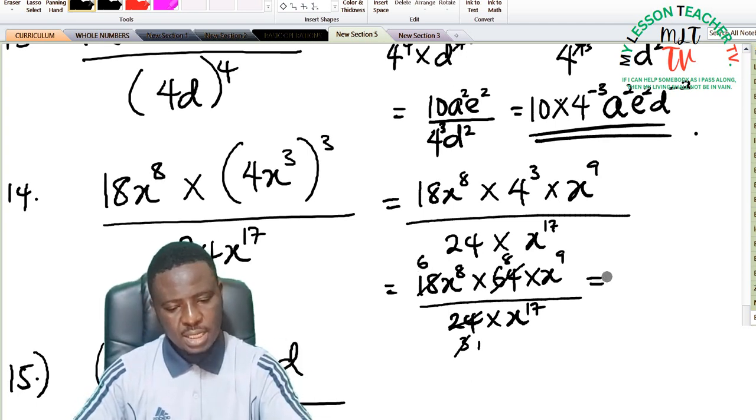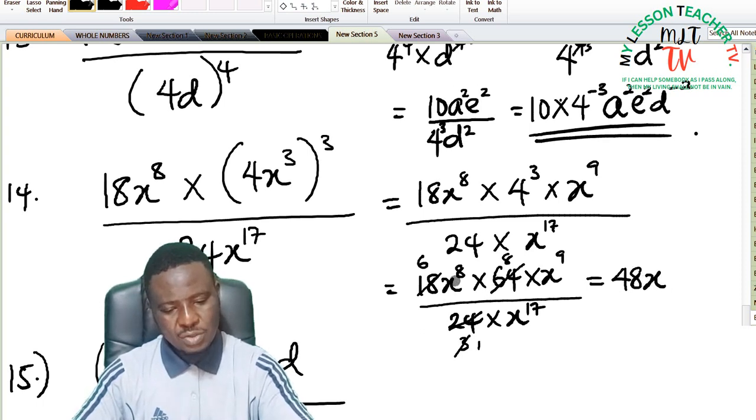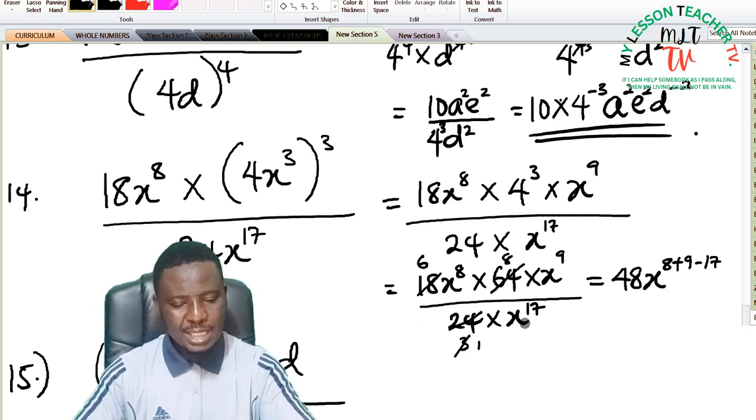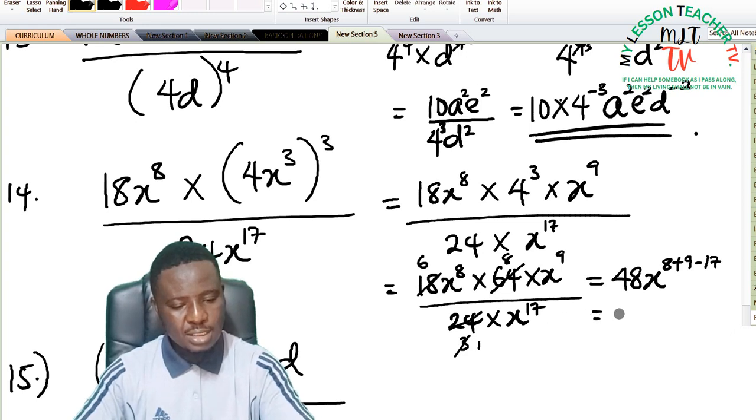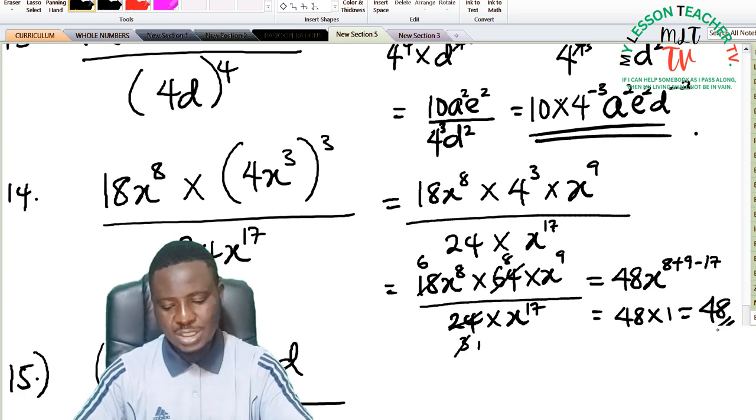So that our answer can be said to be 6 times 8 is 48. So we have 48 x raised to the power of 8 plus 9 minus 17, because this is at the denominator, which is division. So when you add 8 plus 9, it gives you 17. 17 minus 17 is 0. That means that this is equal to 48 times 1, because x raised to the power of 0 is 1, and our answer is equal to 48.